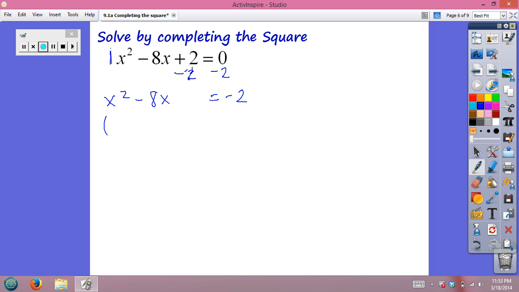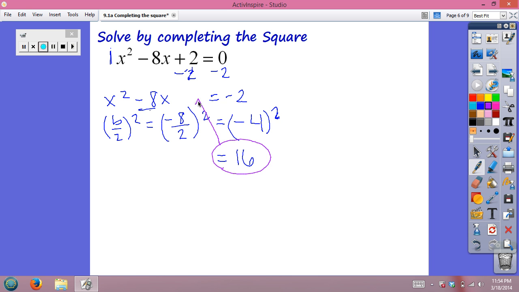So then we take our b over 2 squared, which our b in this case is negative 8. So we get negative 8 over 2 squared. Negative 8 divided by 2 is a negative 4. And when we square that, negative 4 squared is a positive 16. So the next step then is to add that value to both sides of our equation.